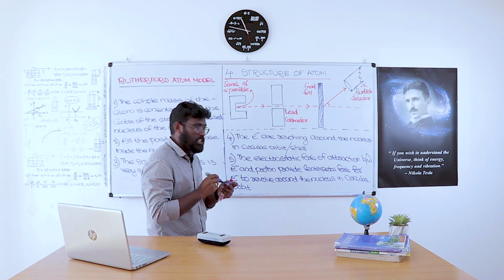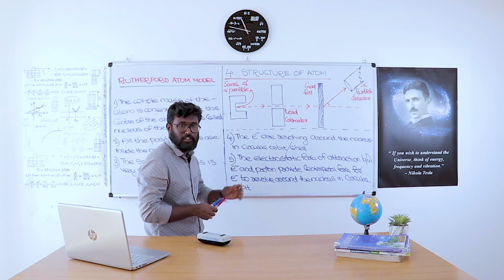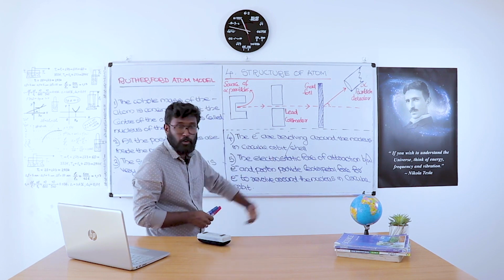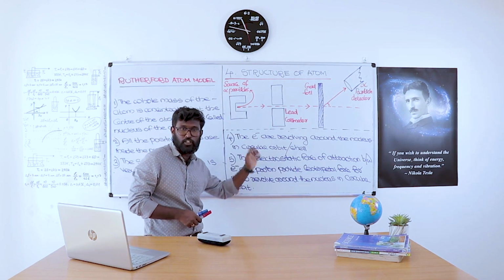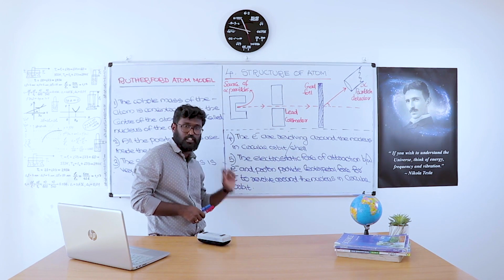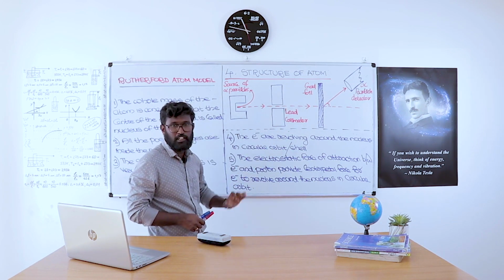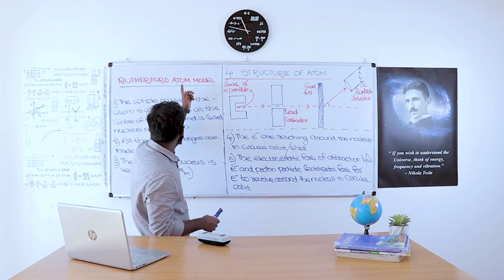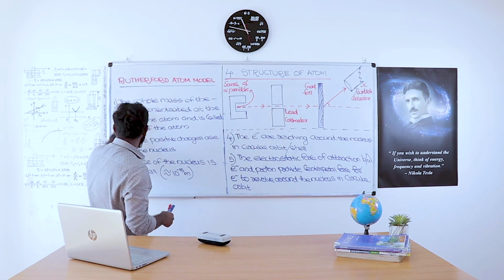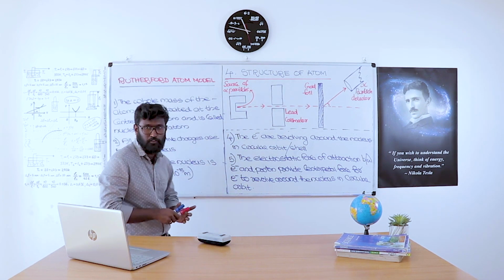So the electrostatic force of attraction between electron and proton provides centripetal force for the electron to revolve around the nucleus in circular orbit. These are the points regarding Rutherford atom model. So there are five points associated with the Rutherford atom model.